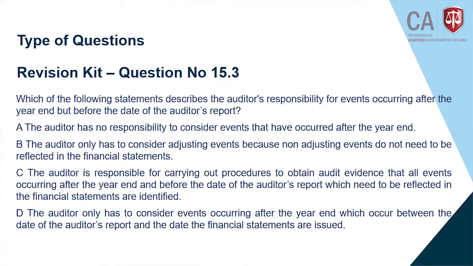Just quickly read the question. Which of the following statements describes the auditor's responsibilities for events occurring after the year end but before the date of the auditor's report? Basically, there are 4 answers given by the examiner. The auditor has no responsibility to consider events that have occurred after the year end. The auditor only has to consider adjusting events, because non-adjusting events do not need to be reflected in the financial statements. The auditor is responsible for carrying out procedures to obtain audit evidence that all events occurring after the year end and before the date of the auditor's report, which need to be reflected in the financial statements, are identified. The auditor only has to consider events occurring after the year end which occur between the date of the auditor's report and the date the financial statements are issued.